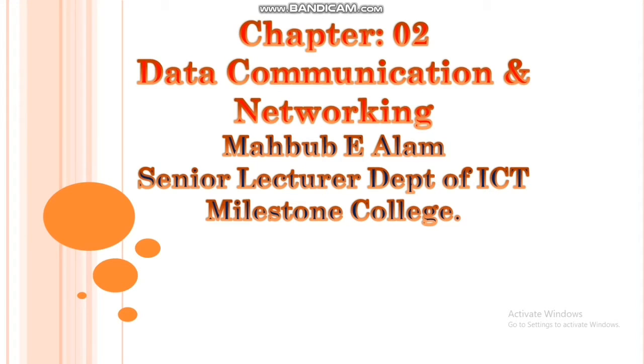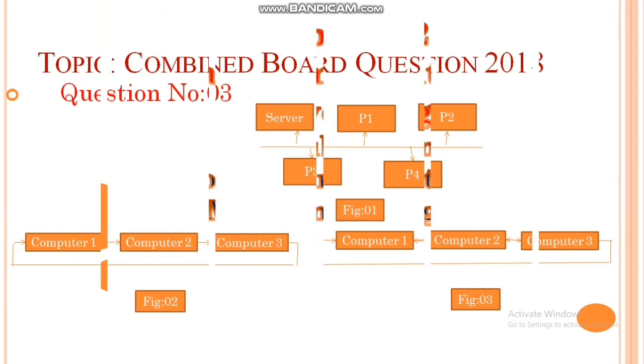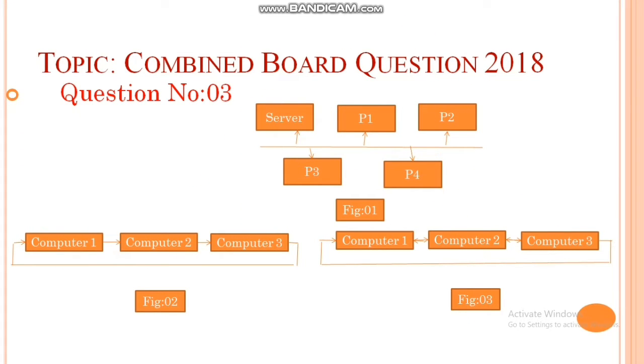Now, dear students, today we will solve a complete creative question, and the question is Combined Board Question 2018, question number 3. Here there are three figures, figure 1, figure 2 and figure 3. Look at the figure carefully.